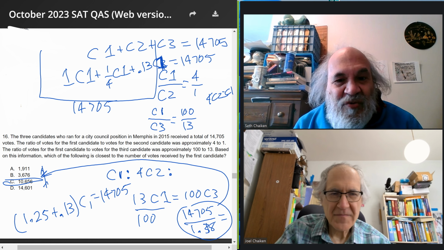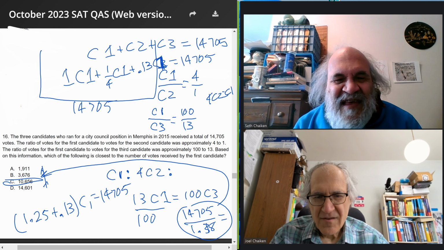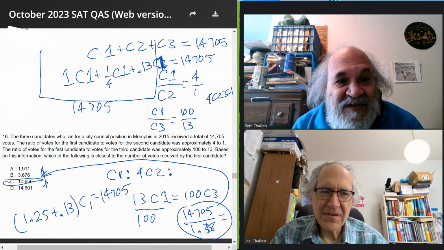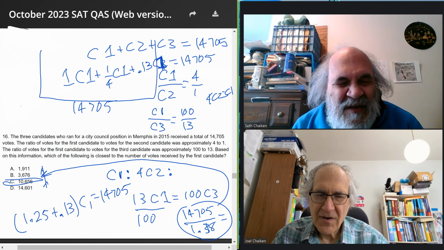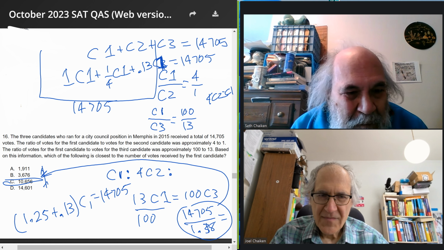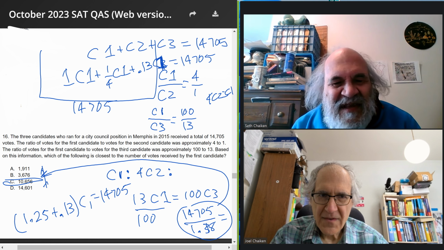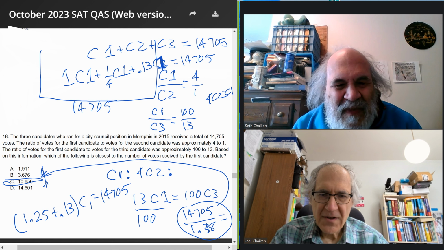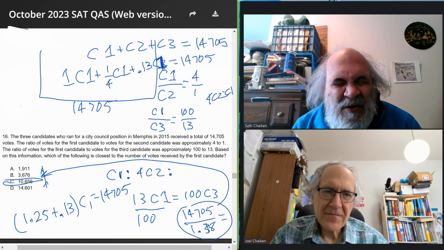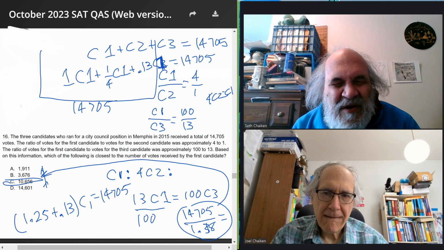Well, the two smallest ones are much less than half of 14,000. Right. And the D number is just a tiny bit less than 14,000. So C is the closest. Yeah.